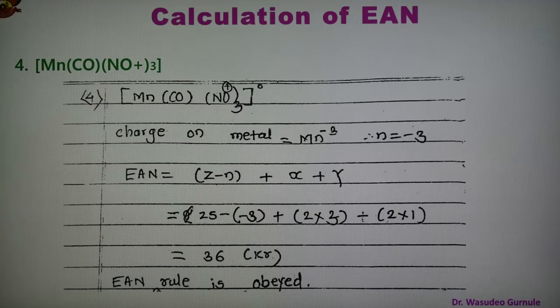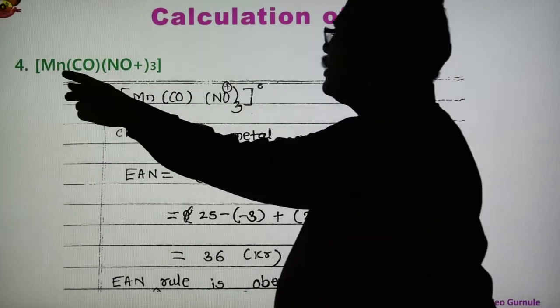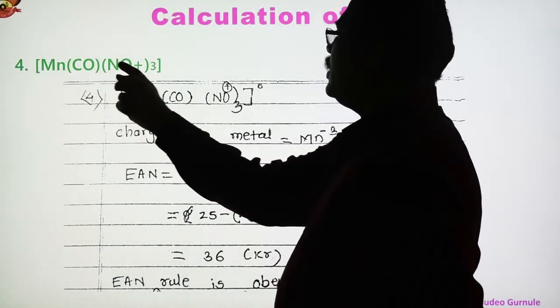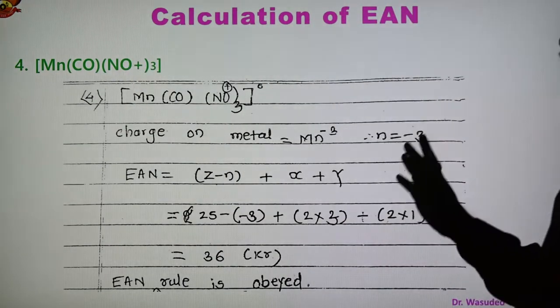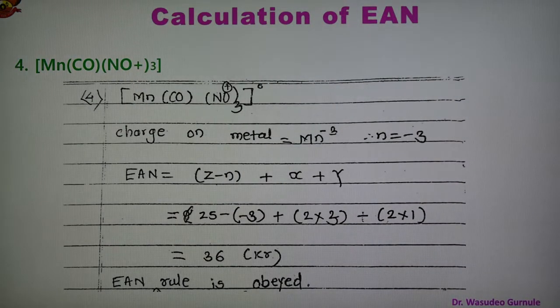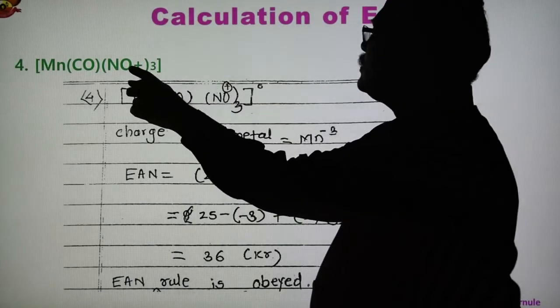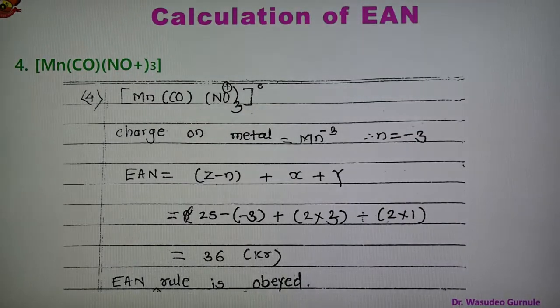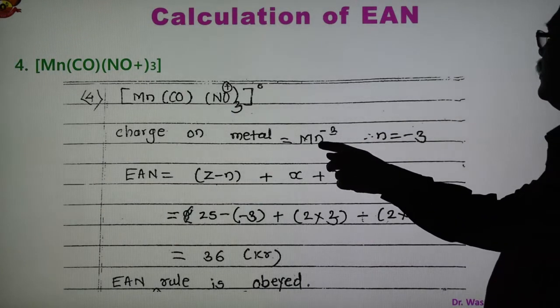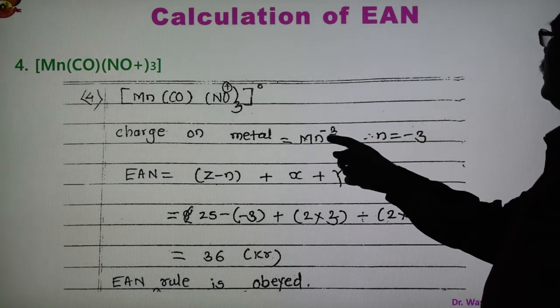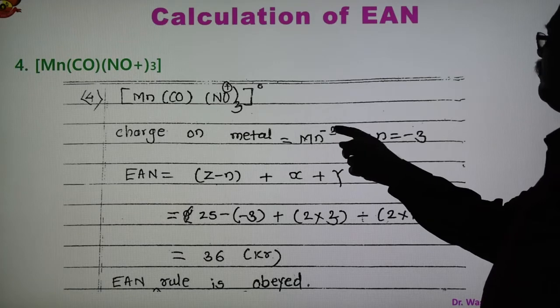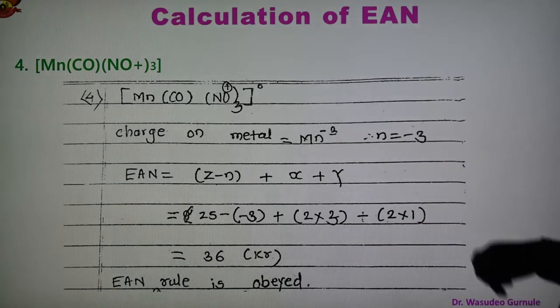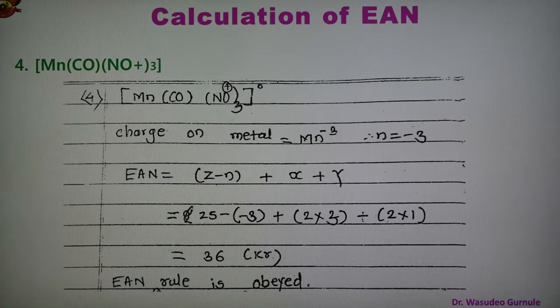The fourth example is now a metal nitrosyl, Mn(CO)(NO)3, where NO plus are 3 and the other ligand is 1. Therefore NO plus are 3, so 3 plus are there, so 3 minus is there on the Mn. The charge on the metal in this case is Mn minus 3, manganese is the metal having minus 3 charge, therefore n equals minus 3.